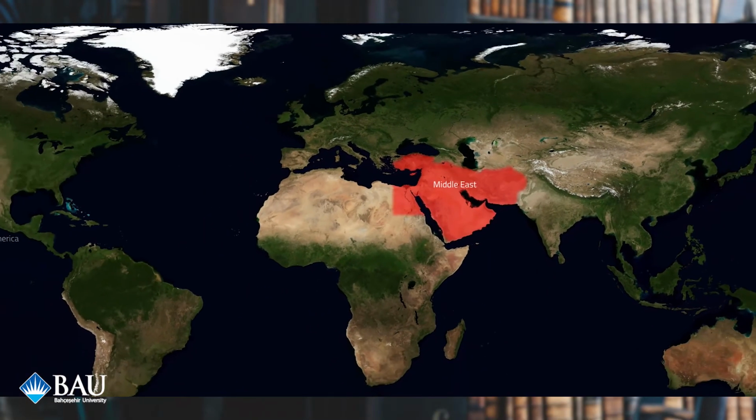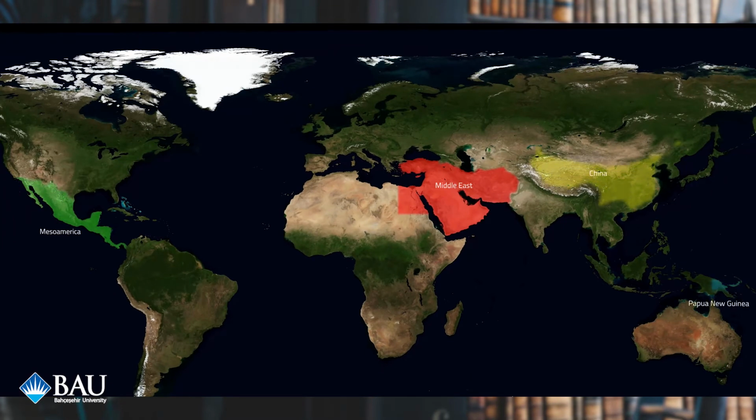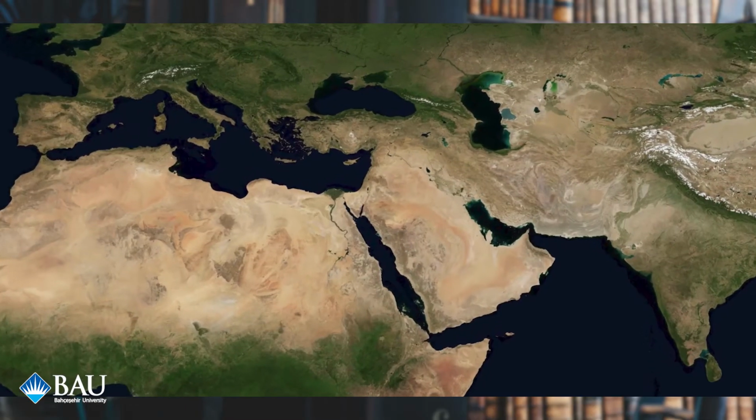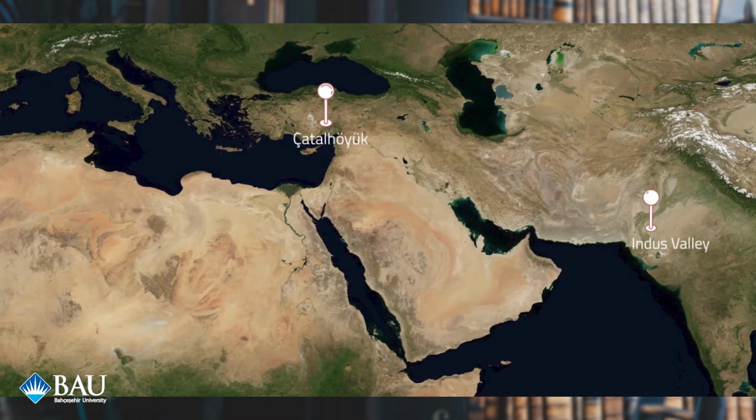Domestication of plants and animals began independently in the Middle East, Mesoamerica, China, and Papua New Guinea from the 11th millennium to the 6th millennium BC. The rise of agriculture led to settlements like Çatalhöyük, the Indus Valley, and Egyptian civilizations, and later to Sumerian civilization.